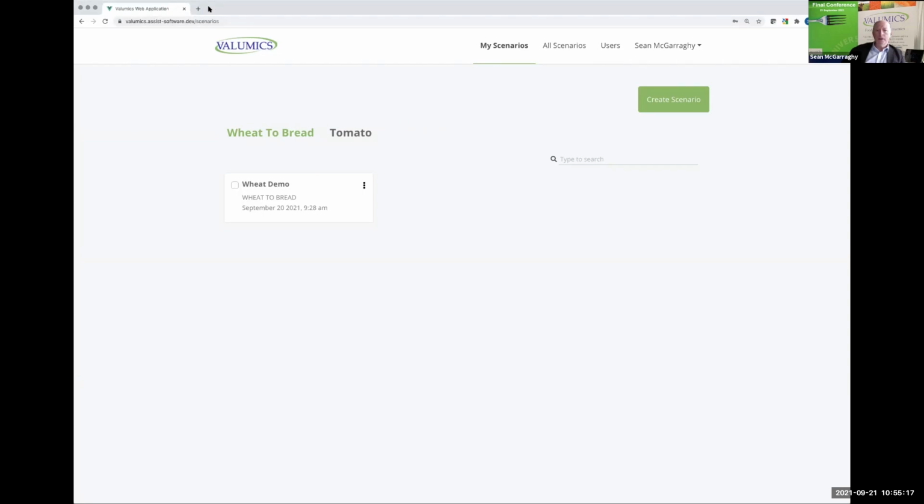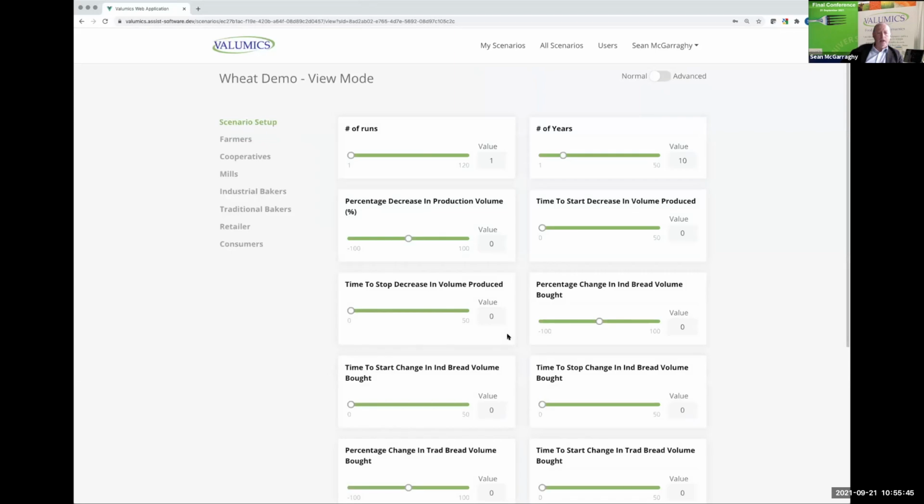So can you see the scenario simulator? Yes. Okay. So these are just a couple of basic scenarios that I set up. They're copies of some other scenarios set up for validation purposes by IFPRI. So if I look at one called wheat demo, and I'll just view it, the response time can be a little bit long because there's a lot of processing going on in the background with hundreds of agents and all of their individual decisions being carried out.